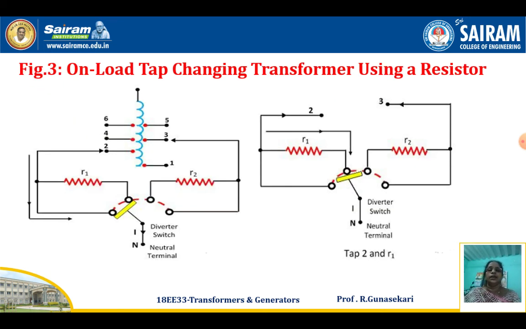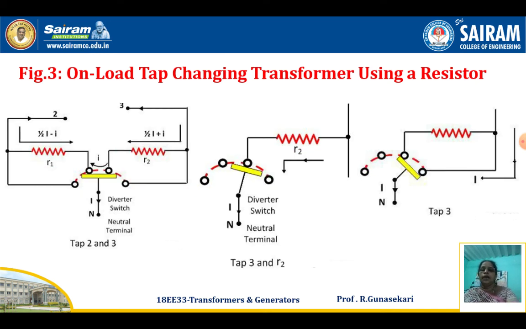This is another example of an on-load tap changing transformer, using a resistor. Now see the first diagram: the diverter switch is in position through R1 to 2 only. The second diagram is tap 2 and R1. Then tap 2 and 3. You see the connections and all.